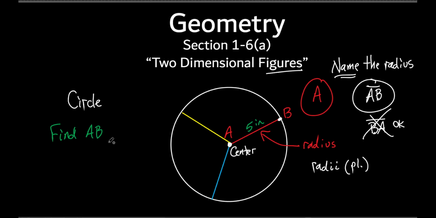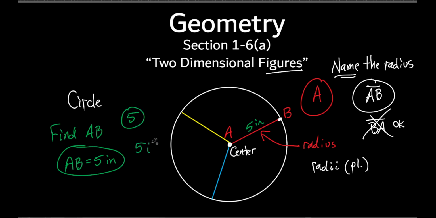So take a look at it. It's not hard to figure out. I put it right in there. It's just 5 inches. So I would say this. I would go AB equals what? 5 inches. And circle that whole thing. Don't just write 5 and circle it. Don't just write 5 inches and circle it. What do you write? AB equals 5 inches. We okay?